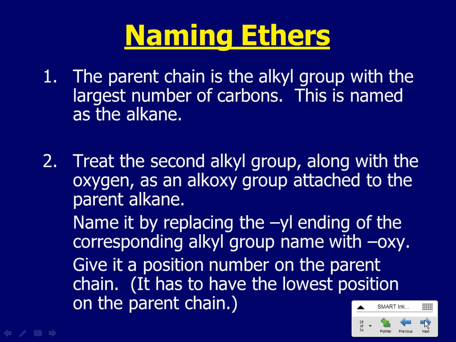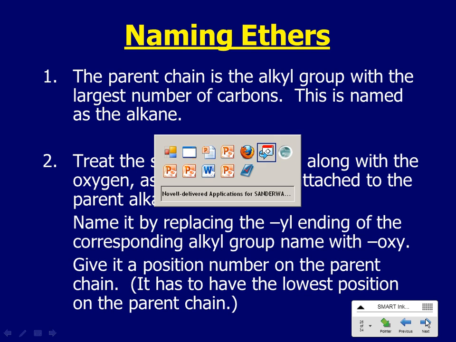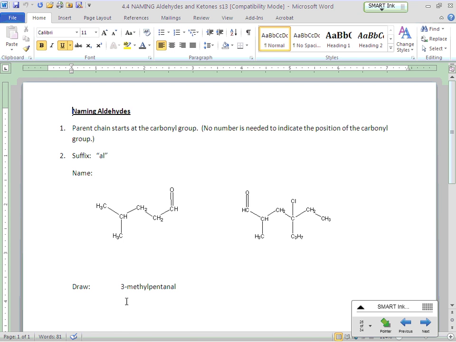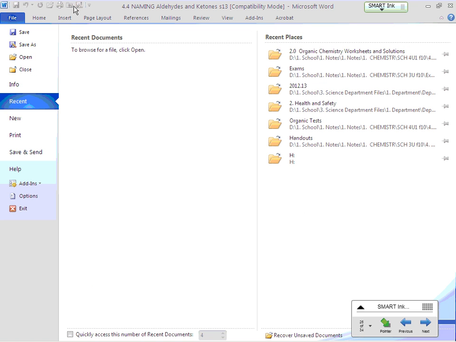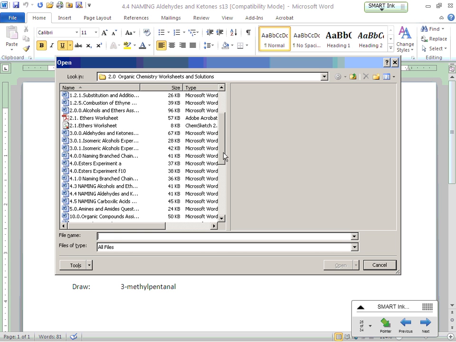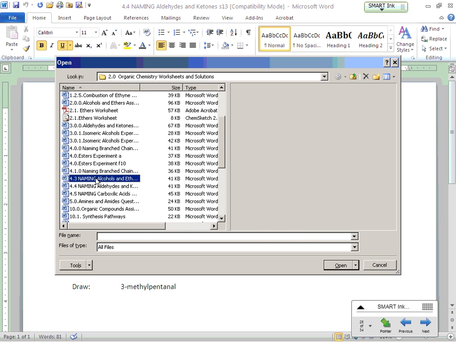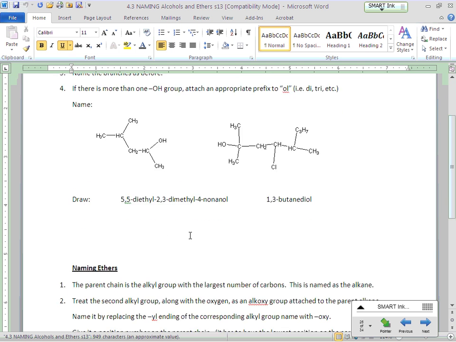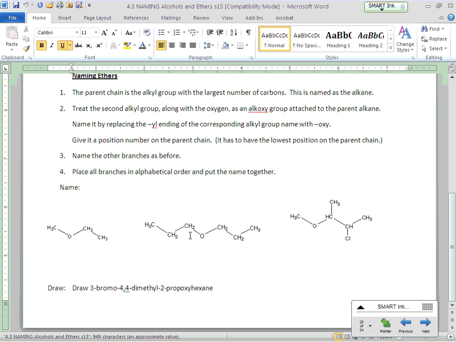Okay. Well, naming ethers. You've got a page for this. This is already the page that I gave yesterday. So I'm going to just switch over to my Word document. And I actually have the aldehydes one. Let me open the other one. So I need again to find naming alcohols and ethers. We've already done the alcohols.